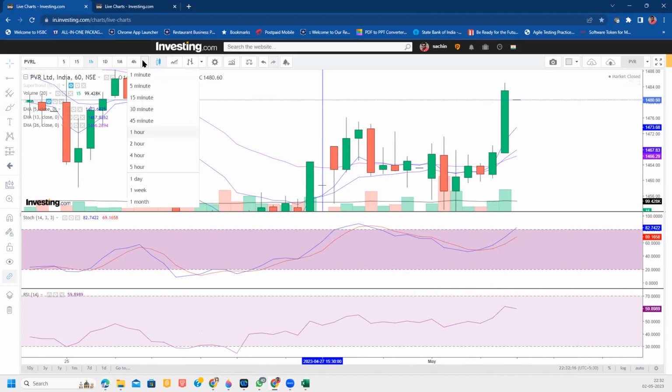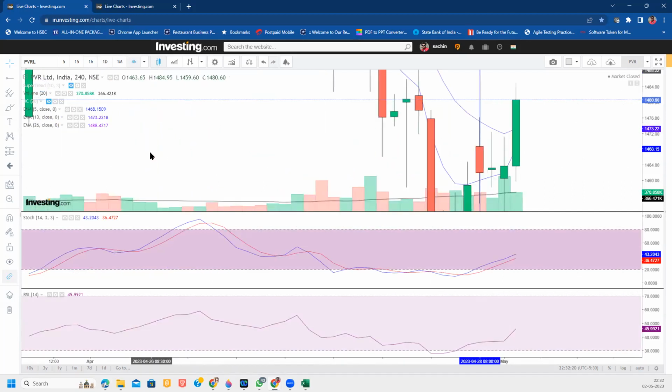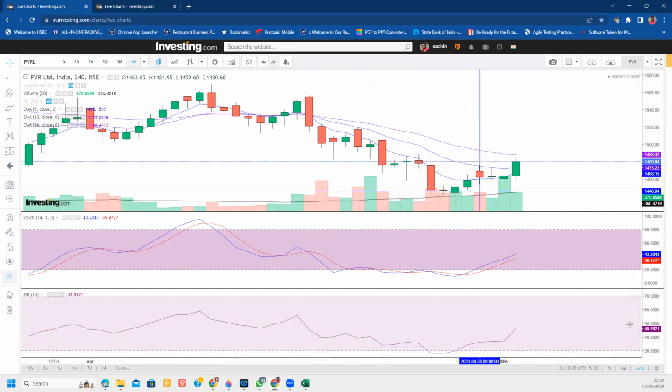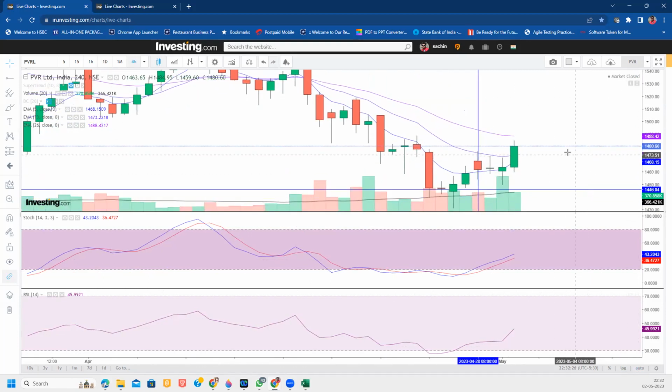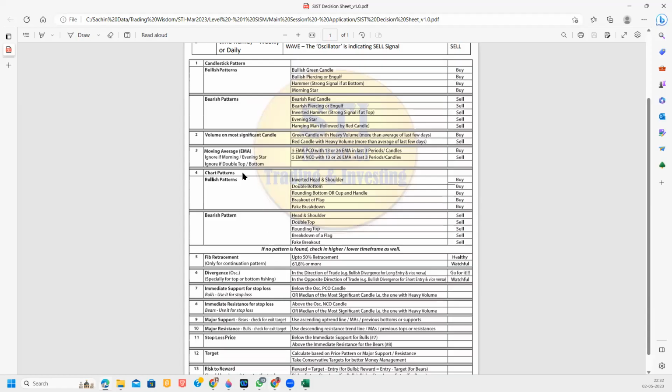However, for a positional or medium to long term trader or investor, he or she can wait maybe for one more day. So he can be watchful till tomorrow, and based on that, when the crossover happens, you can decide to take an entry. What are the other things that we need to check? EMA is done, and the chart pattern.